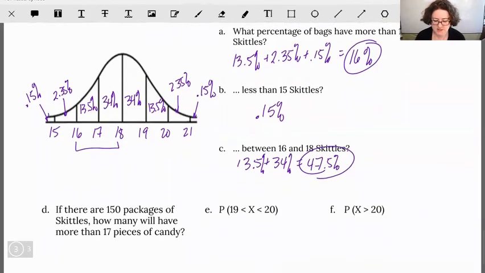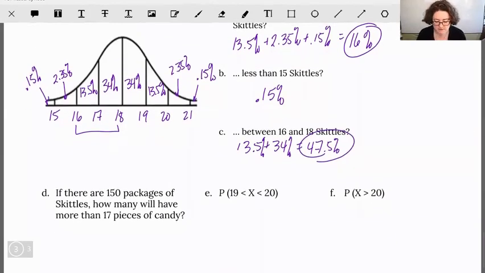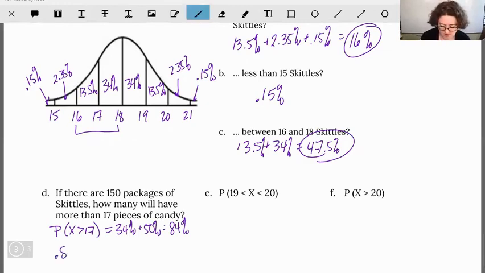Okay, question D, they had to throw one of these in here. If there are 150 packages of Skittles, how many will have more than 17 pieces of candy? So again, figure out our percentage first. What's going to be more than 17? Our probability is half the curve plus an extra 34%. So 34 plus 50, it's giving us 84%. And so 84% of 150 packages, 0.84 times 150, that's going to give us 126 packages.